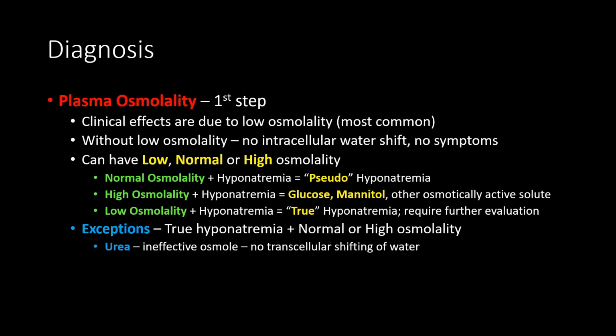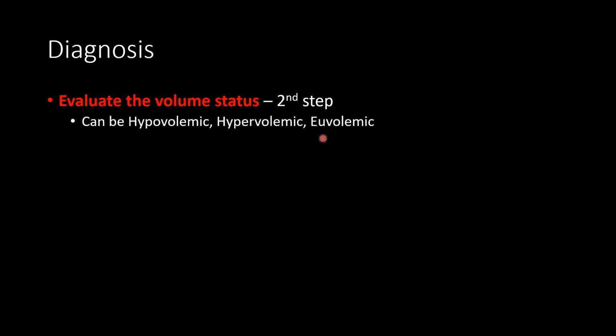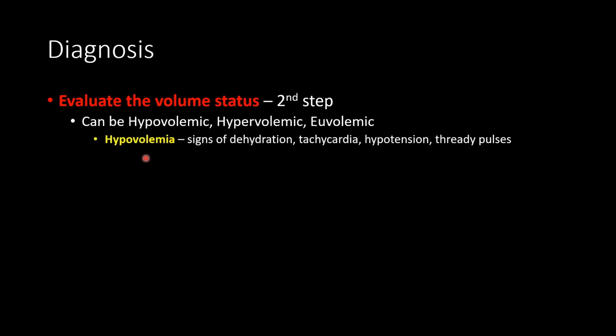We'll discuss that. So what is the second step? We have to evaluate the volume status, because we learned that hyponatremia is classified mainly into three types: hypovolemic, hypervolemic, and euvolemic. So how can I know whether it is hypovolemic, hypervolemic, or euvolemic? By the volume status. So that is the second step. First step was plasma osmolality estimation. If hypovolemia, how will we know? The signs of hypovolemia will be there. What are the signs of hypovolemia? Signs of dehydration, tachycardia, hypotension, thready pulses. These are the signs of hypovolemia. Similarly, what are the signs of hypervolemia?